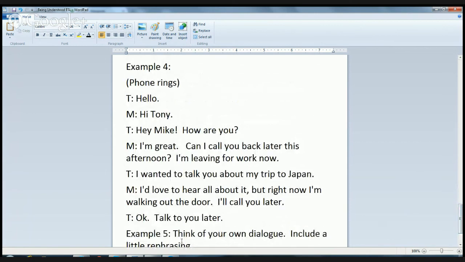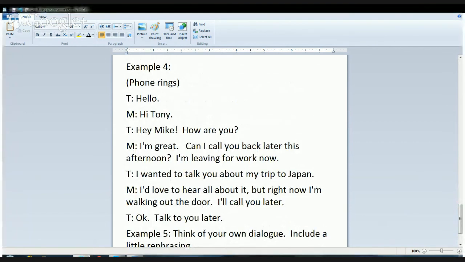Rafa, are you back with us? I don't think so. All right, so let's have Ava please take T, and then Heide, if you could read M.